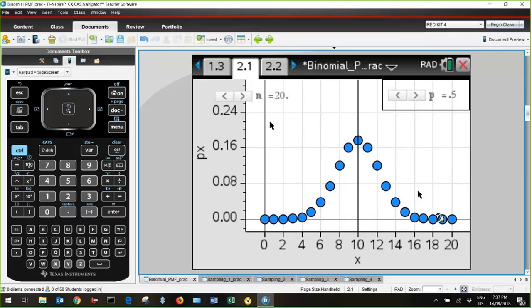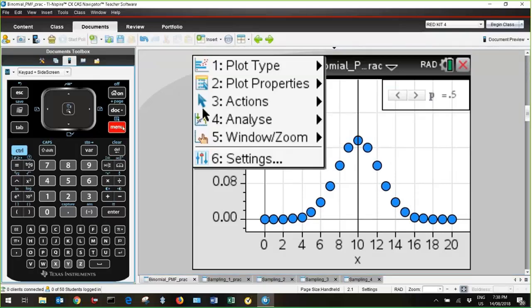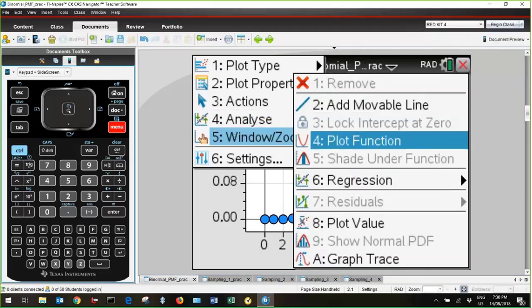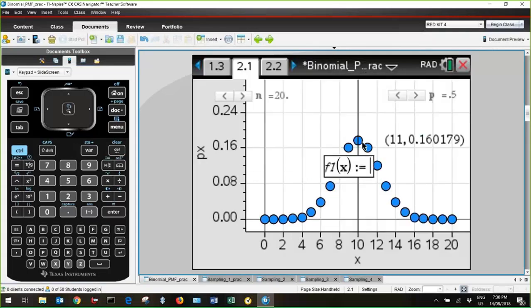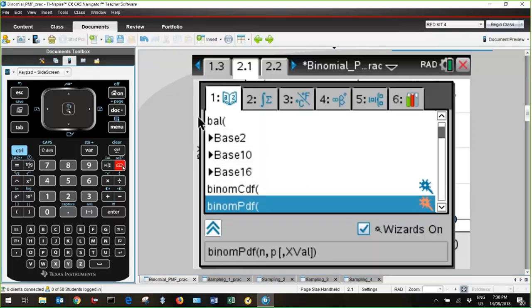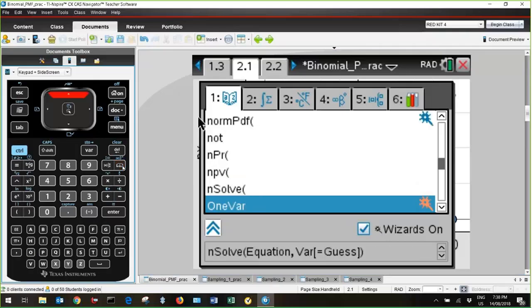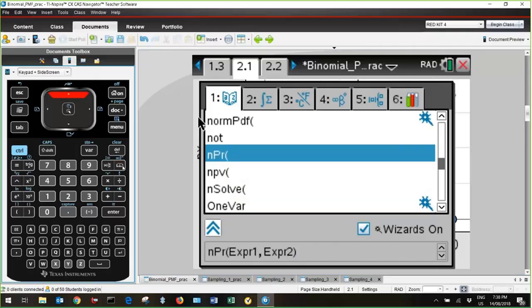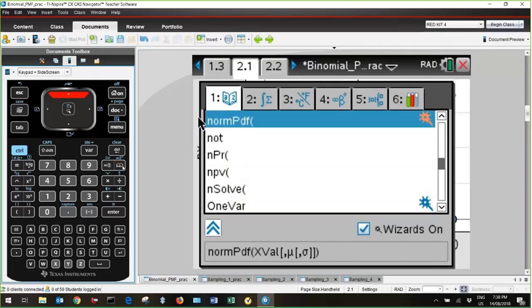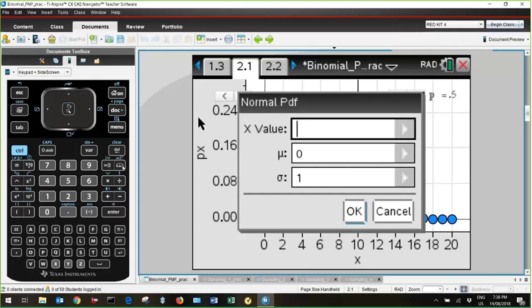So let's investigate that. If we go to Menu, under Analyze, as well as being able to plot a value, you can also plot a function. So let's try the normal PDF. If I go to Catalog, and normal starts with N, so I'll hit the letter N and go back up. Normal PDF, and the X value is just X. I'll tab down.